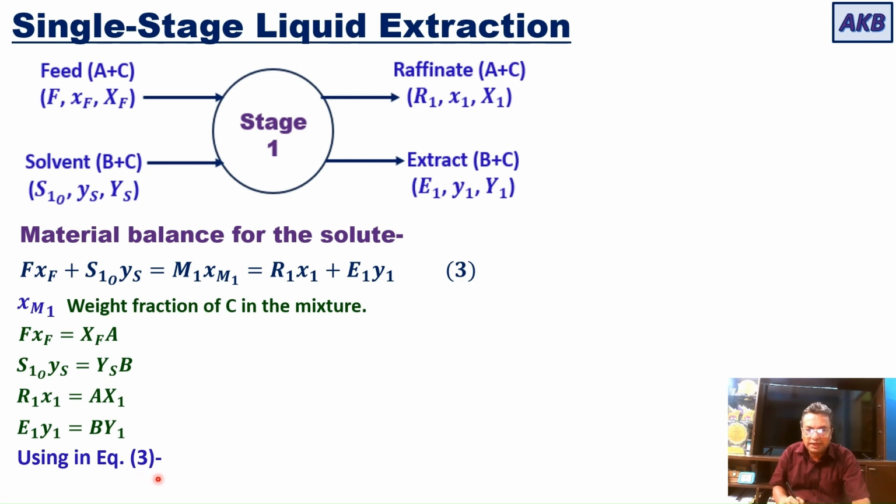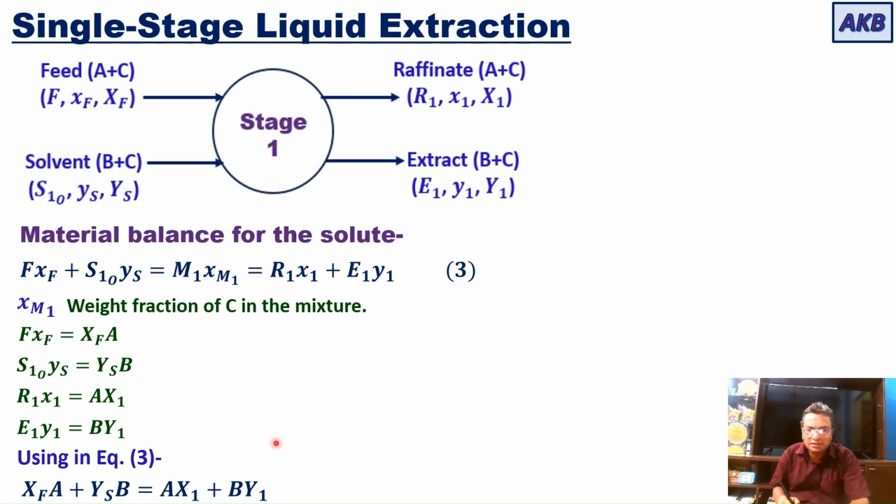So if you do that, equation number 3 now will be written as xf into A plus ys into B, that is equal to A into capital X1 plus B into capital Y1. I have not included this term m1 into xm1. I have equated this part with this part, where now we have expressed every term in terms of capital X and capital Y. So it is capital Xf into A plus capital Ys into B, that is equal to A into capital X1 plus B into capital Y1.